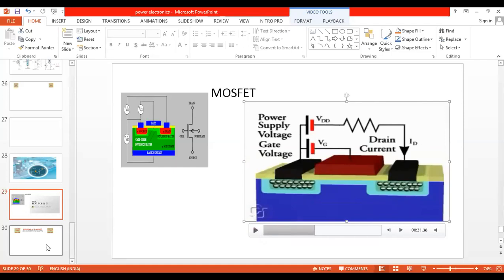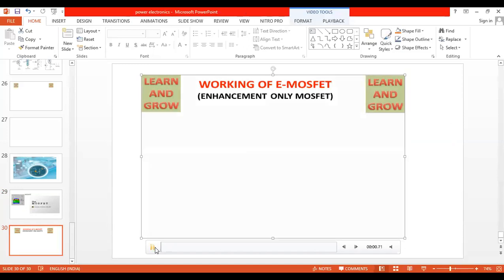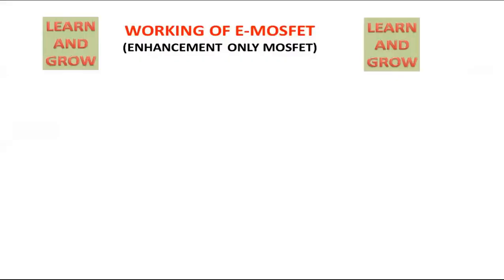So how is it manufactured? We are supposed to discuss the working principle. For the MOSFET, the N-channel MOSFET, enhancement mode and depletion mode are present. We are discussing the enhancement mode here. So how to manufacture this particular MOSFET? This is what we see, right?